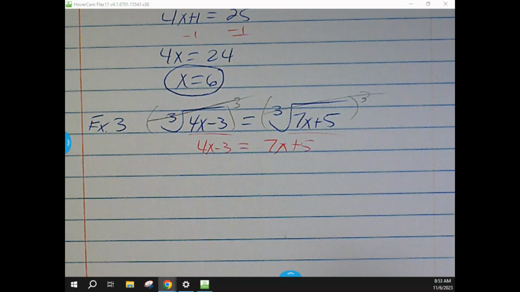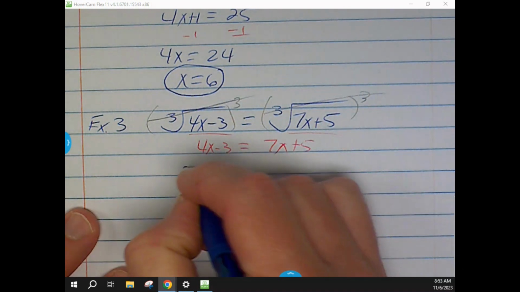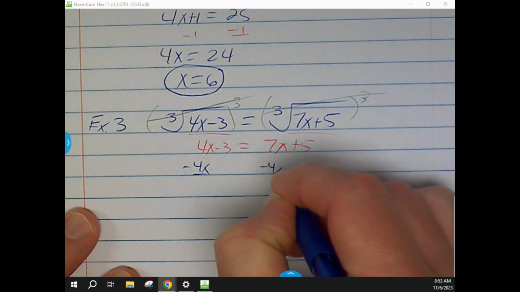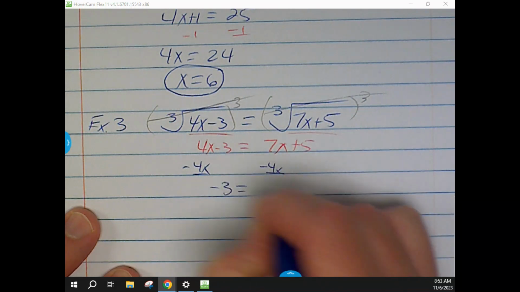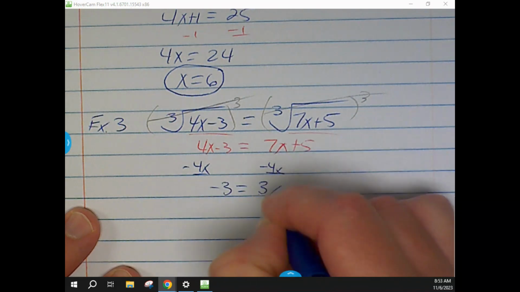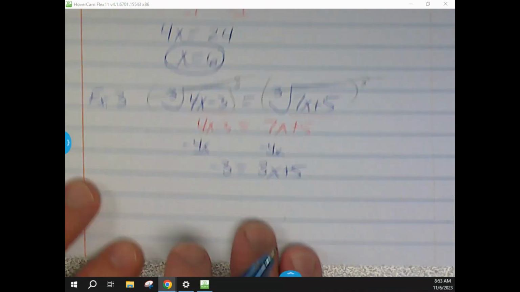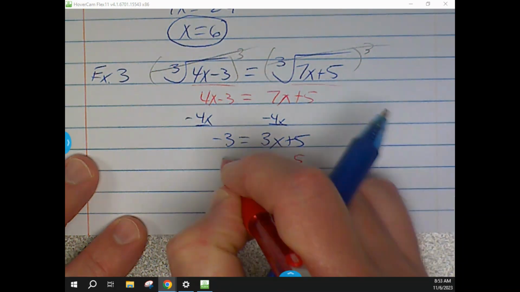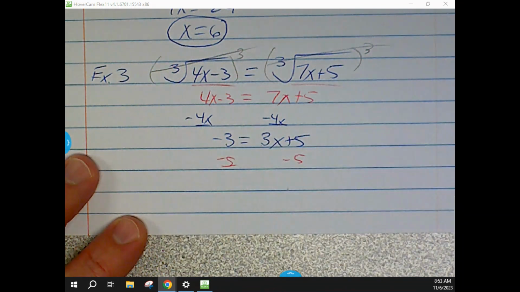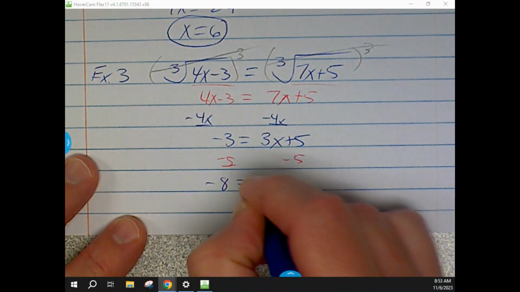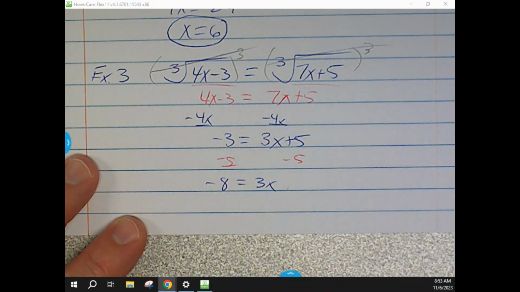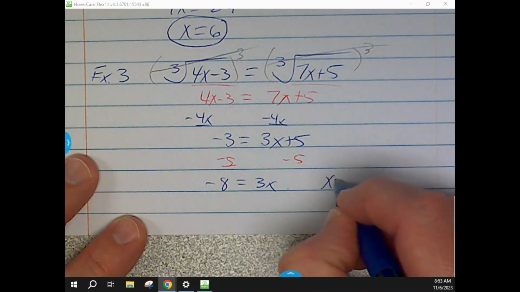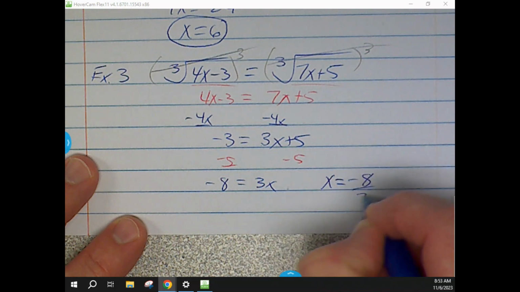Okay, and then from there, now it's just a normal, regular solving equation. We'll get rid of the 4x. So we've got negative 3 equals 3x plus 5. Let's subtract the 5 from both sides. And then divide by 3, so we get x is equal to negative 8 thirds.